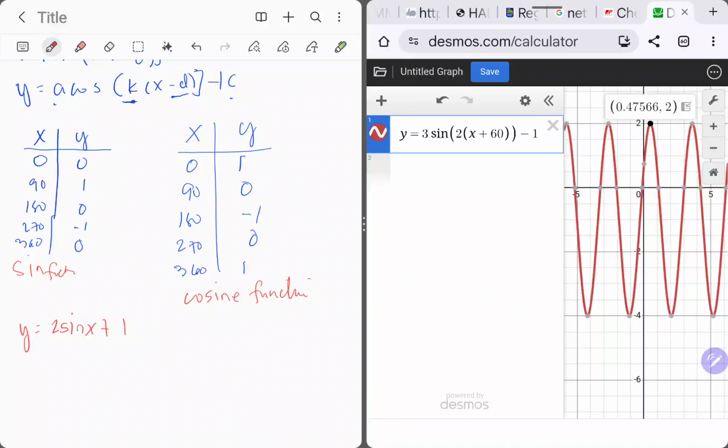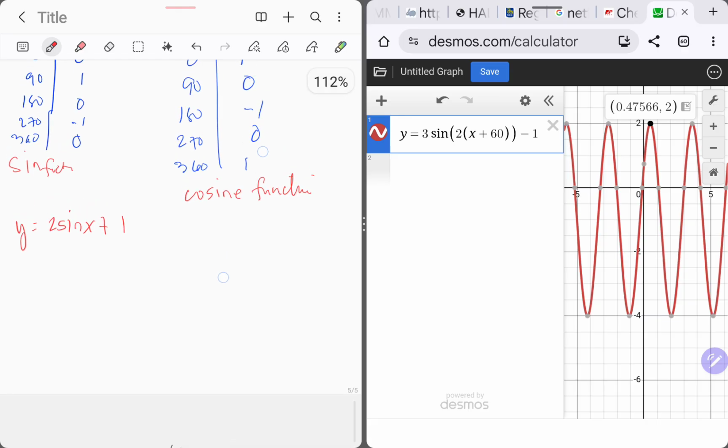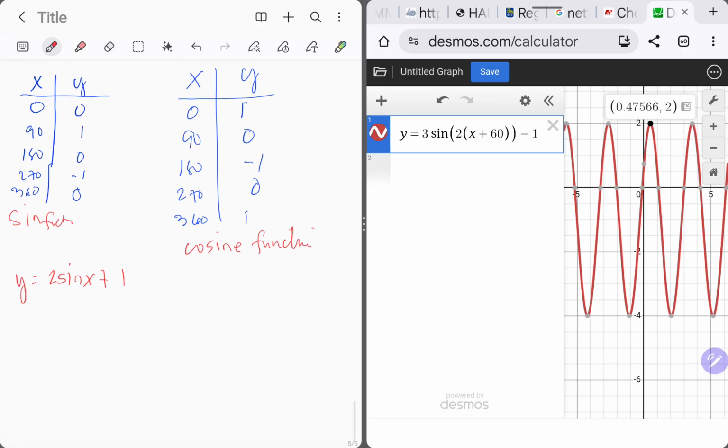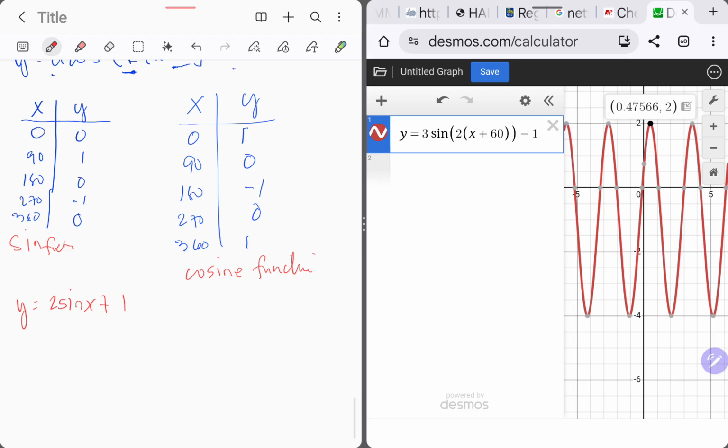For us to know what the graph of 2 sine x plus 1 is, this will be easier if we base it on the original sine function table. So in this function, what we will do is create the same table. So x, and then we have our 2.